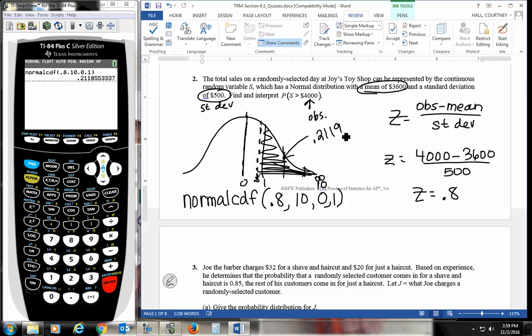Okay, to interpret it in the context of this problem, I really didn't leave enough room for that. So I am going to erase my work for the z-score. Hope you have that. If not, you might want to pause this really quick because it's going away.